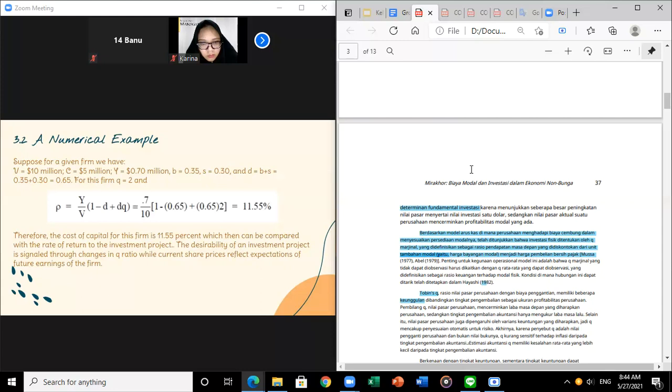Therefore, if the cost of capital for the firm is 11.55%, it can be compared with the rate of return of the investment project. The desirability of an investment project is held to change with the Q ratio, where the return and share price reflect expectations of future earnings from the fund.